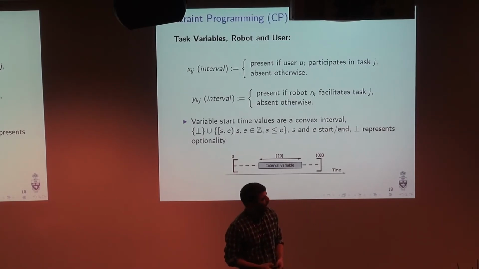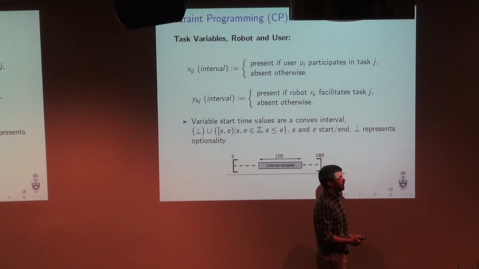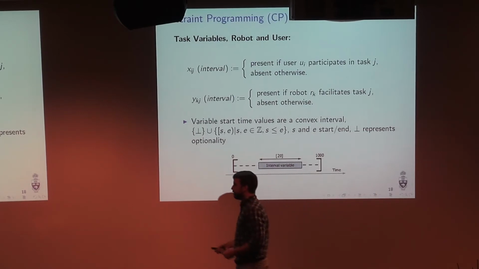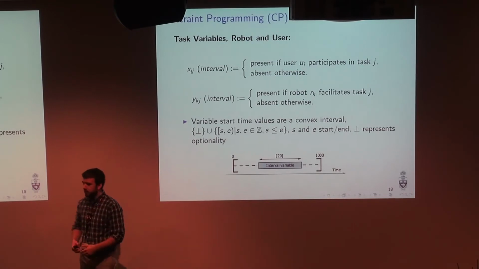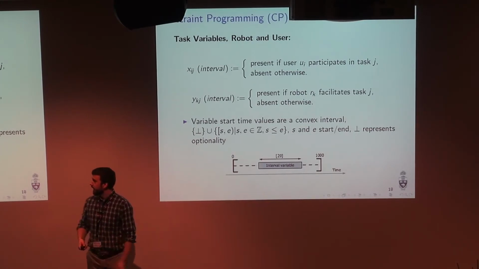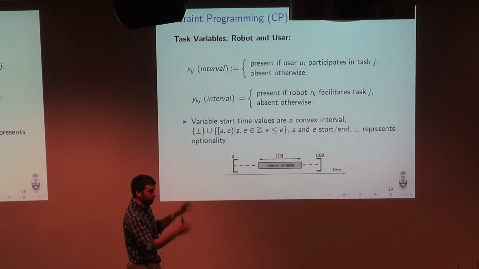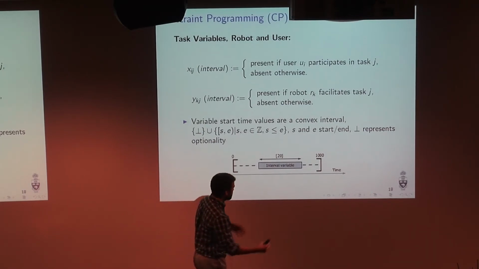So our CP model, in terms of variables, extensively uses interval variables that some of you might be familiar with. We have interval variables x_ij that are present if user u_i participates in task j and absent otherwise. That's that optionality component. We have interval variables y_kj, and these model the tasks on the robot schedules. Interval variables are defined by this convex interval that includes their start time domain values, as well as this bot item that represents the optionality.